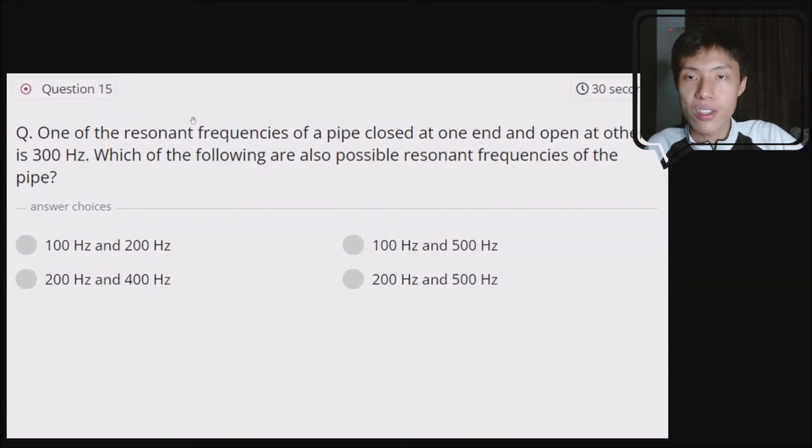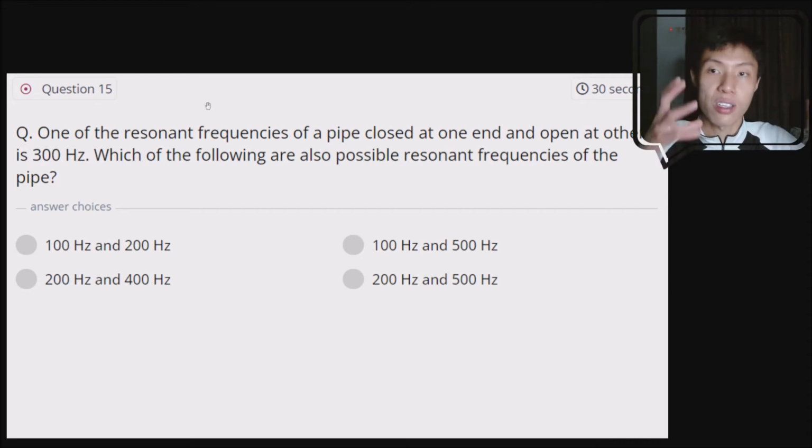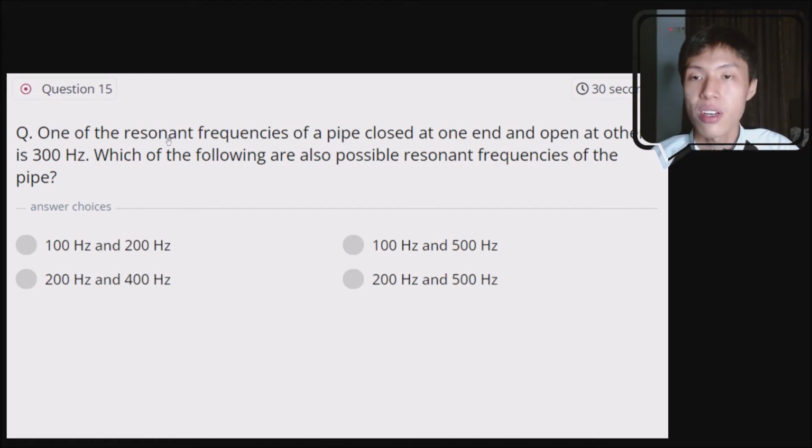One of the resonant frequencies of a pipe closed at one end and open at another end is 300 Hertz. So you know that one of the frequencies that can cause a resonance in the pipe is 300 Hertz. Okay, so you might not be familiar with the idea of resonant frequency, so I'll explain that as well. Okay, so which of the following are possible resonant frequencies of the pipe?